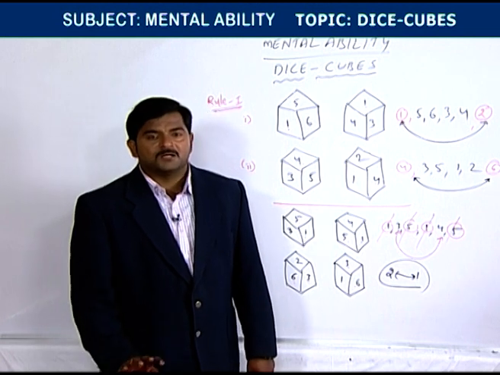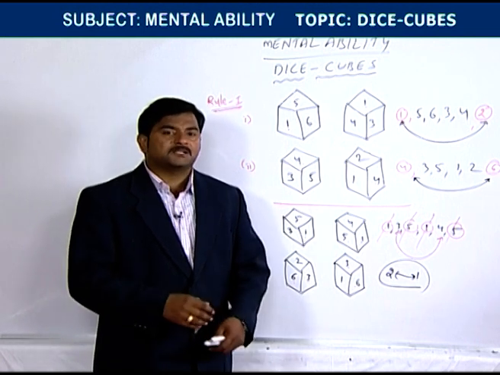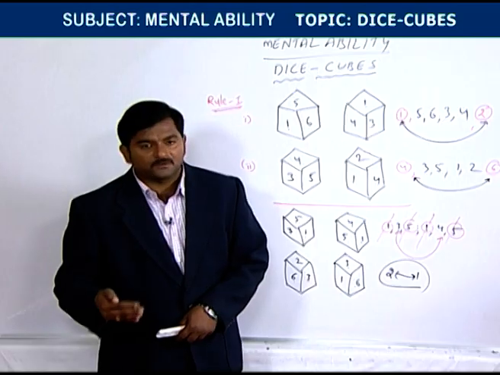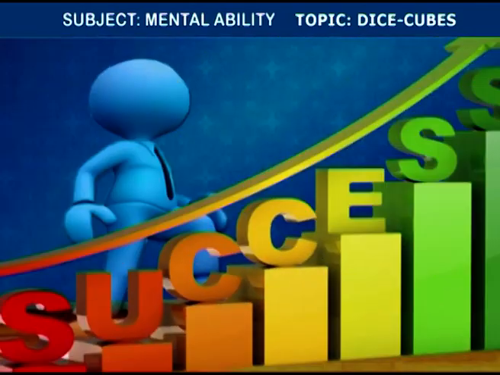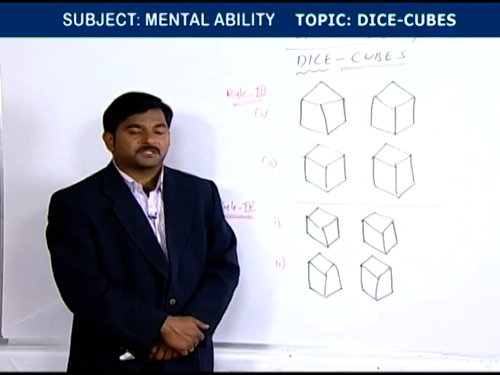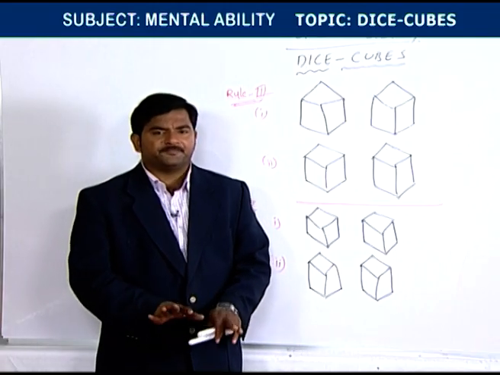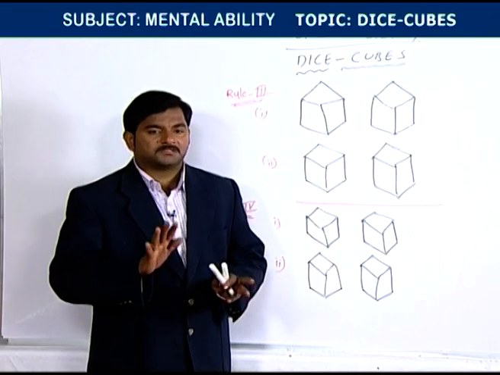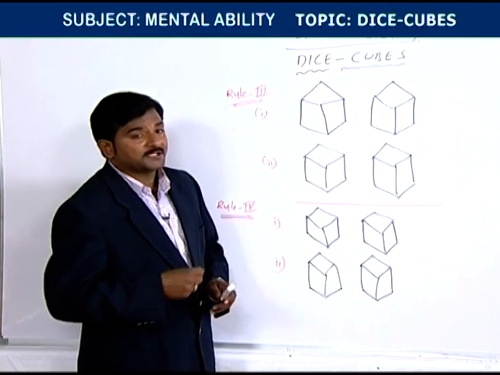Okay, these are rule 1 and rule 2. Now we'll discuss rule 3 and rule 4. After that we'll discuss some examples. It's a logical thing. You need not worry about that. It's a logical part. You just must have keen observation.